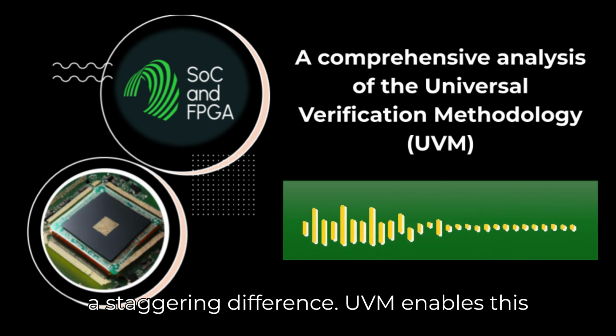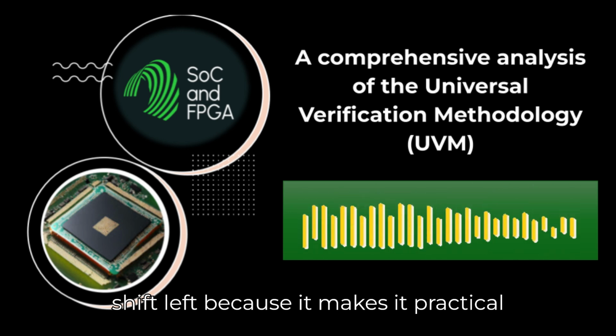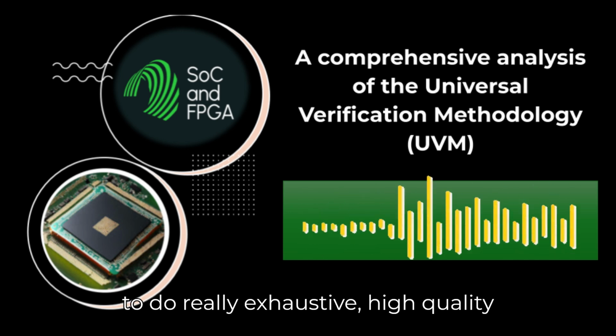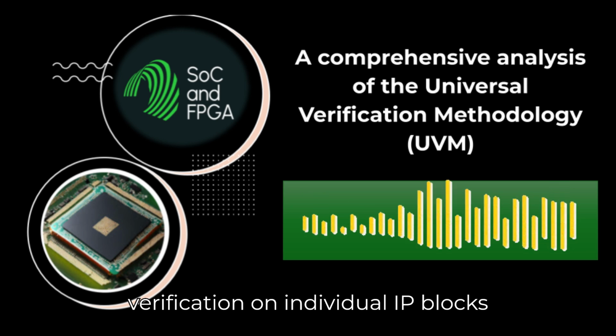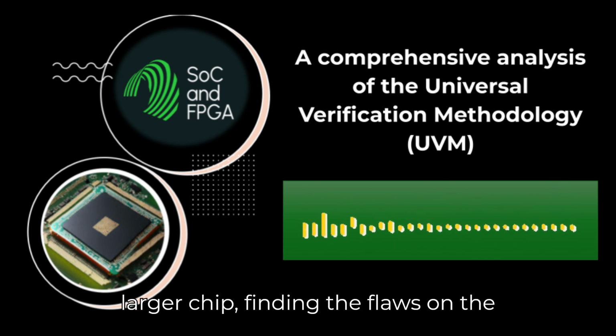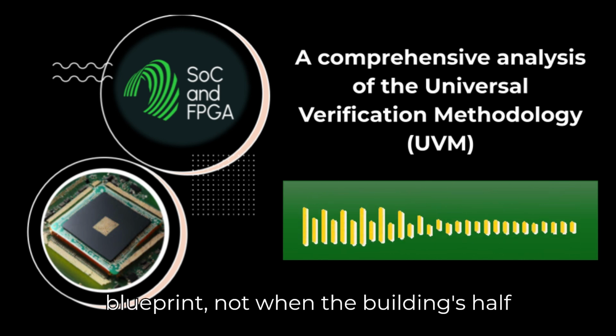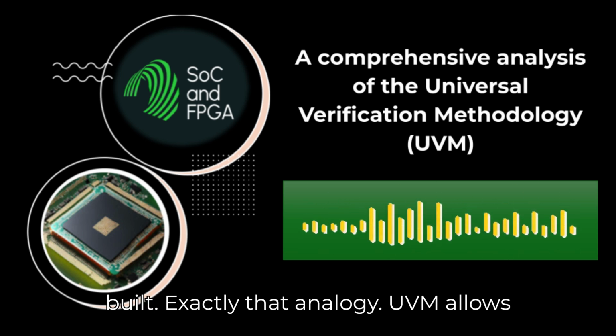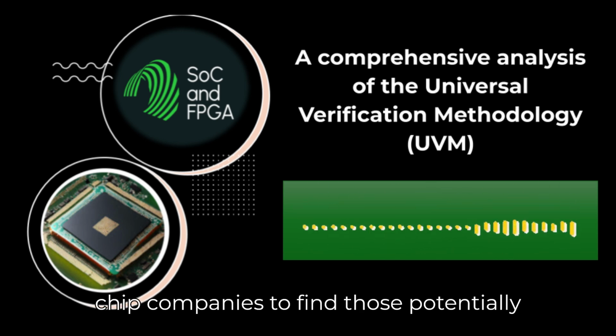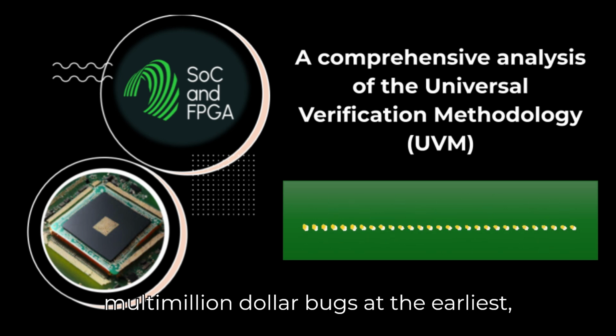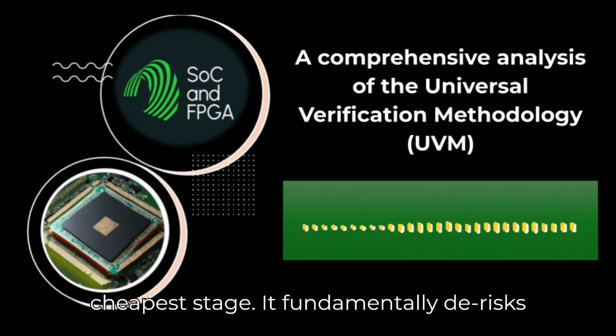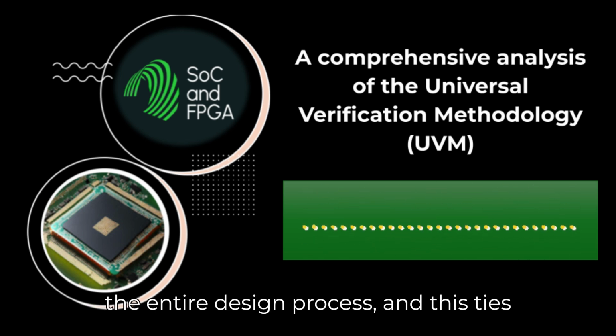Yeah. UVM enables this shift left because it makes it practical to do really exhaustive, high-quality verification on individual IP blocks before they get integrated into the larger chip. Finding the flaws on the blueprint, not when the building's half built. Exactly that analogy. UVM allows chip companies to find those potentially multi-million-dollar bugs at the earliest, cheapest stage. It fundamentally de-risks the entire design process.